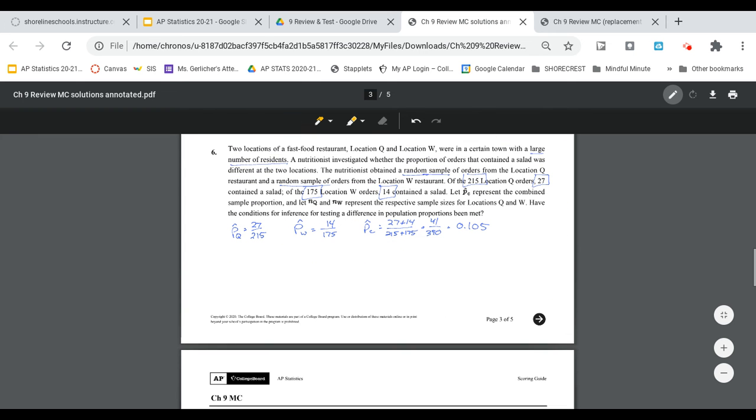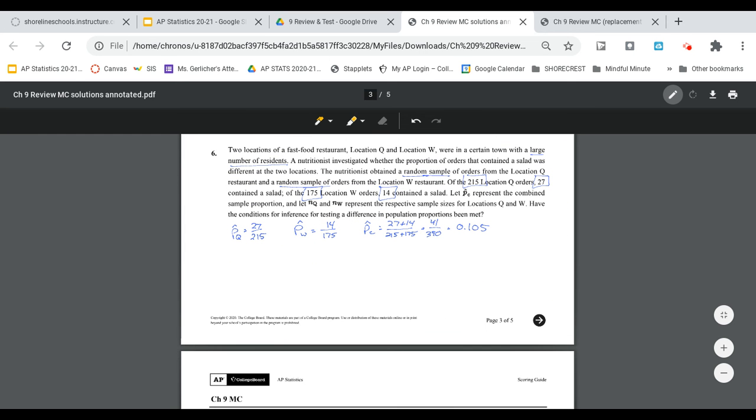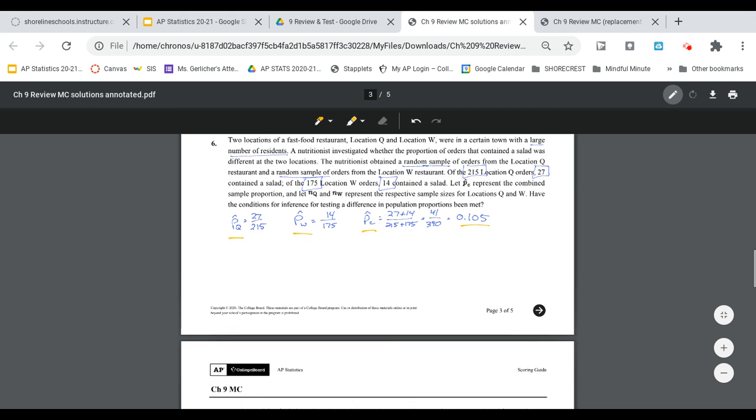Okay. 6. Similar to a previous problem, we need to calculate our individual p hats and then turn that into a combined p hat. Again, add your numerators on top, add your denominators on bottom, and you get a new combined proportion that we're going to use in all of our calculations, in our large count calculation and in our standard deviation calculation.